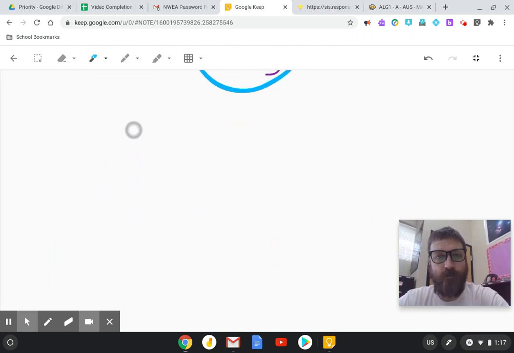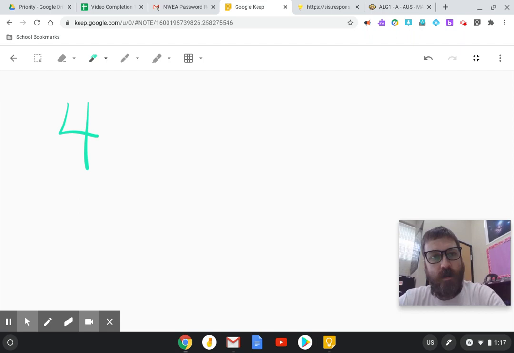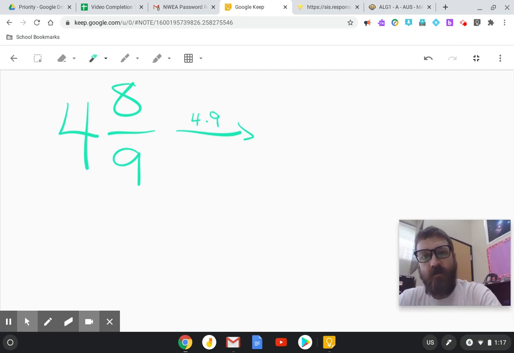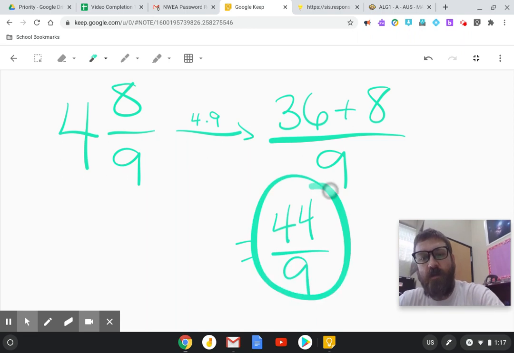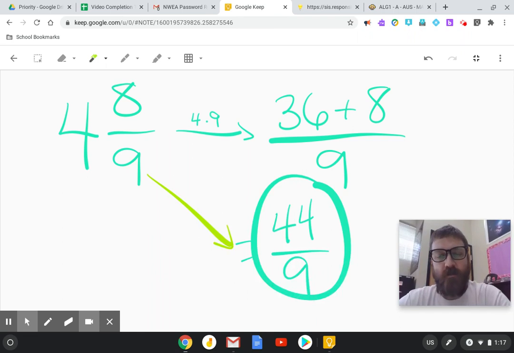Let's look at one more example. Let's say I'm given 4 8/9. Again, in order to convert, I'm going to do 4 times 9, and that gives me 36 plus 8/9. 36 plus 8 is 44/9, and so that would be the improper fraction for 4 8/9. So we need that concept first.